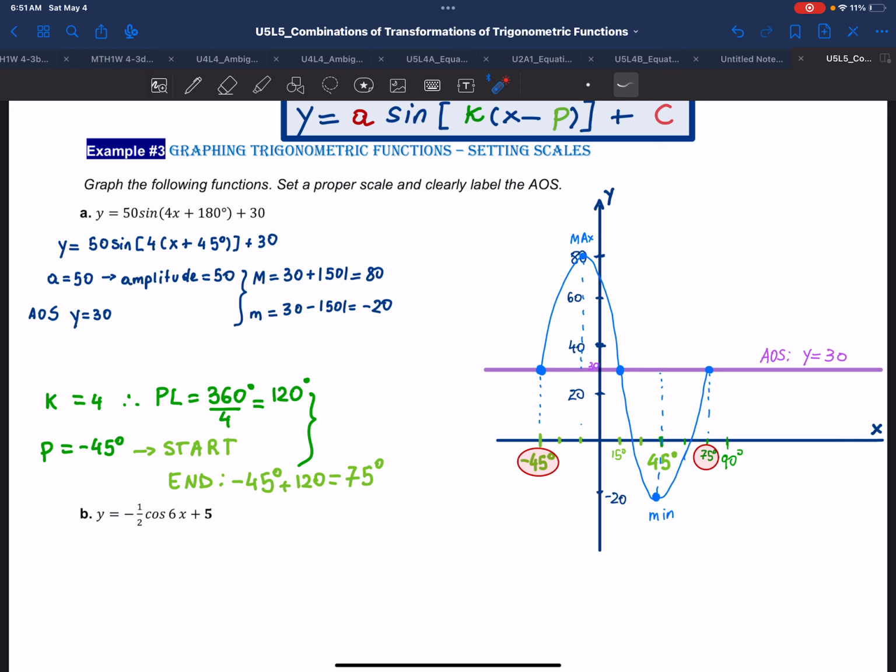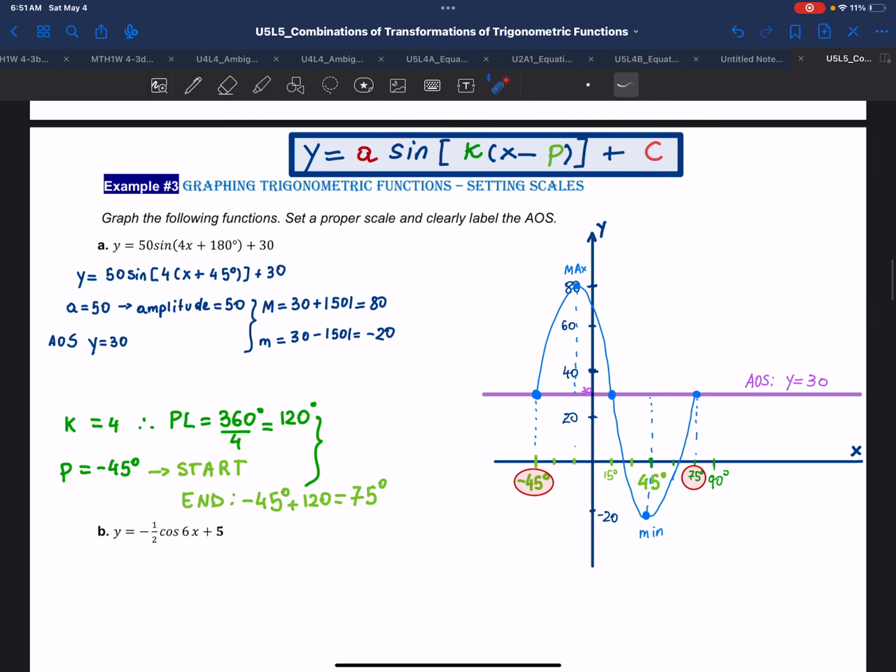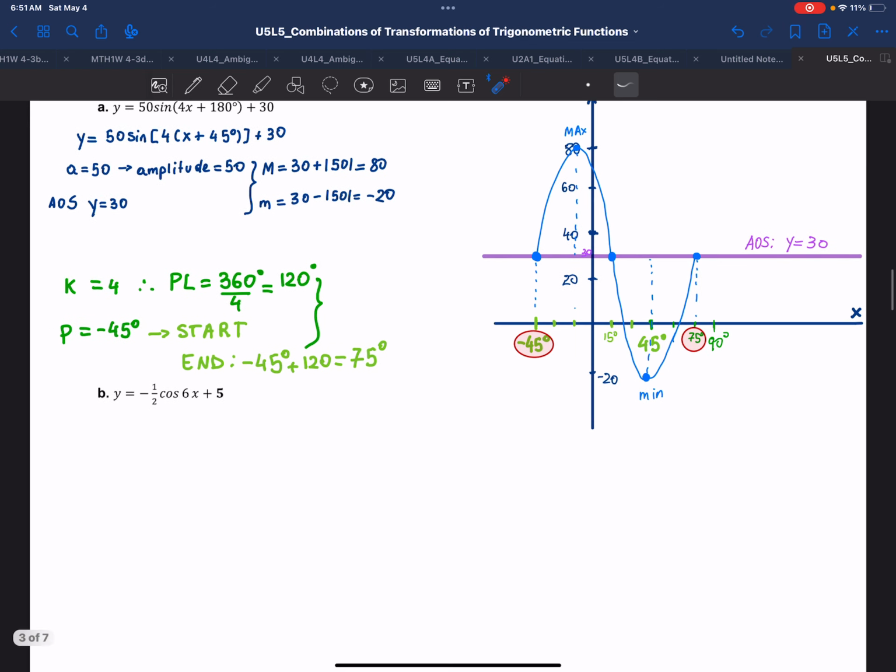So I hope you found these instructions useful. And I encourage you to continue with the next example. Remember that the cosine function will work in very similar way to the sine function.